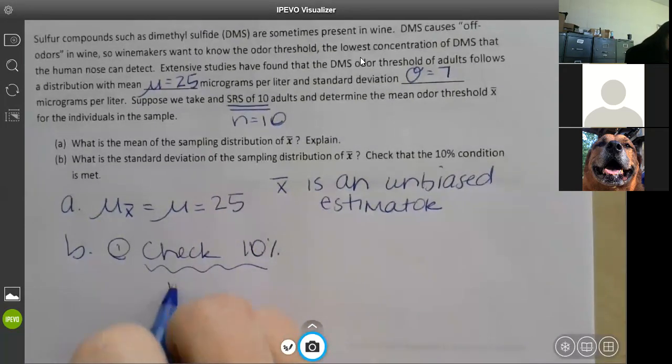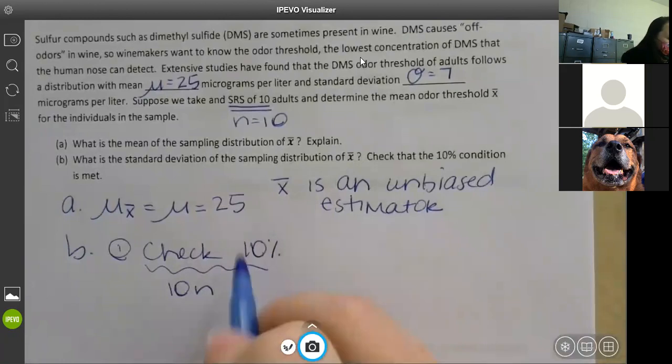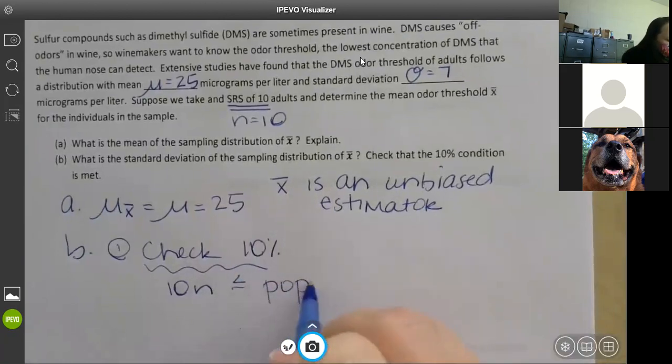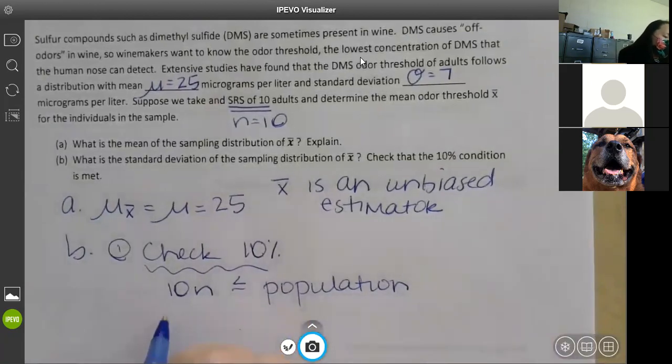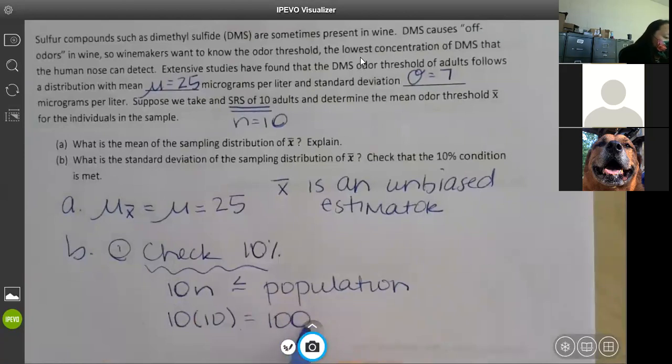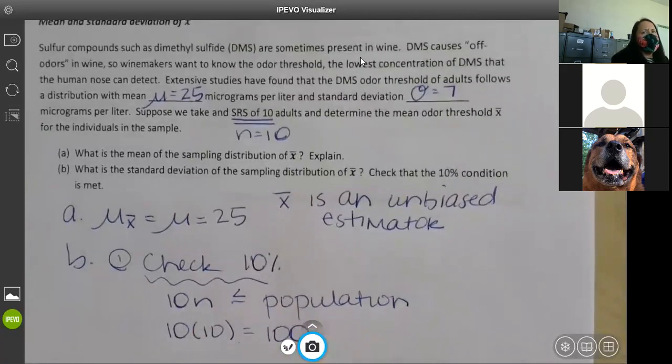The way we do that is 10 times n has to be less than or equal to the population. In this case, our n is 10. Is 100 less than the population? What's our population? What is our population though? What is the actual, like, words?